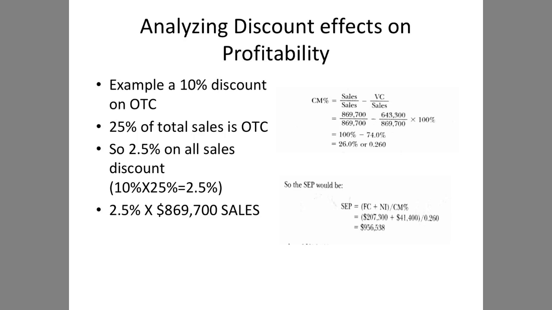So what would my stay even point be? If I look at what my contribution margin is in this scenario, it is 0.260. And I look at what my OTC sales are and how much additional sales I will need to stay even. I'm going to need $956,538 compared to the $869,000.